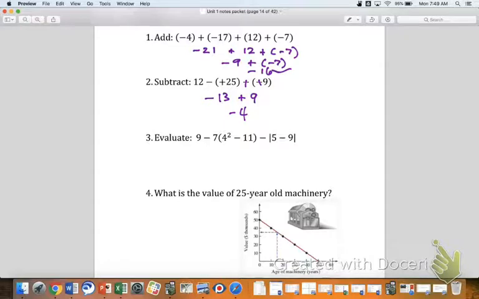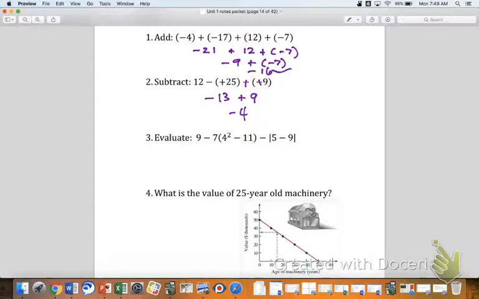All right, number 3 is an evaluate. So this is what we were working on last week, right? This is one of our newer concepts. And so we're going to do order of operations. You can see there's all kinds of stuff. There's absolute values, there's exponents, there's parentheses, and all kinds of things.